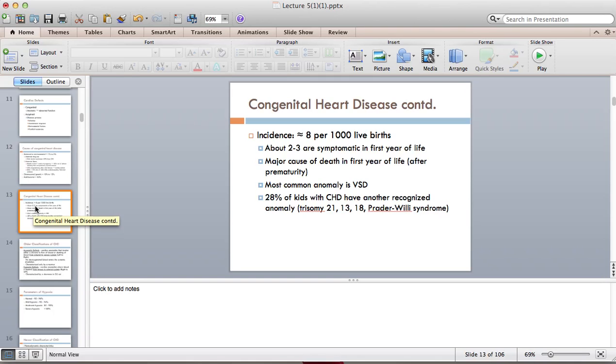Cardiac problems have been documented as one of the causes of premature labor. The most common one would be the ventricular septal defect. And again, 28% of children who have congenital heart defect will have another form of congenital abnormality, something like trisomy 21 or 18, Down syndrome, or Prader-Willi syndrome.